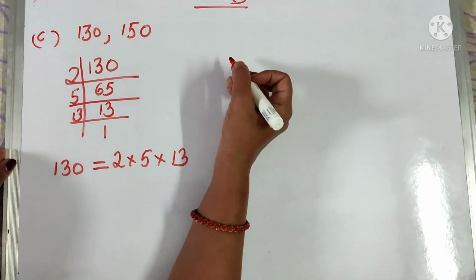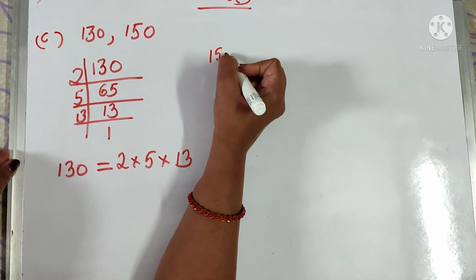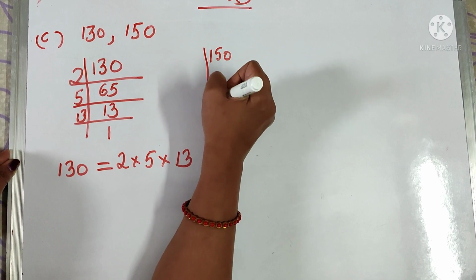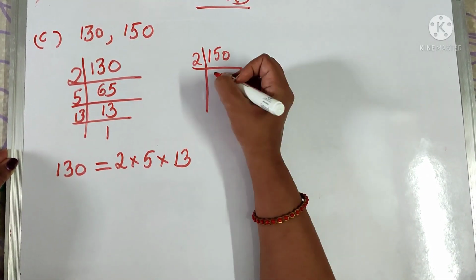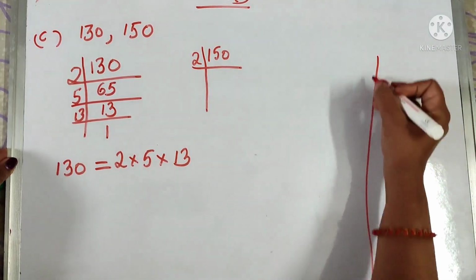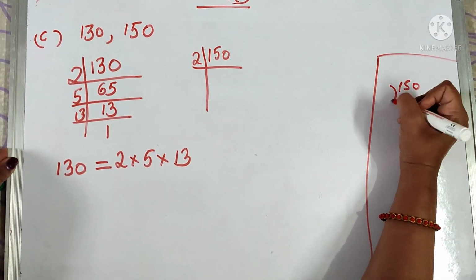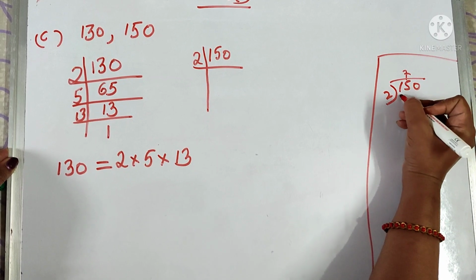Now I will find the prime factorization of 150. How will I do it? First, I will divide by 2 itself. In the rough column, you can divide 150 and you can find 2 7s are 14.